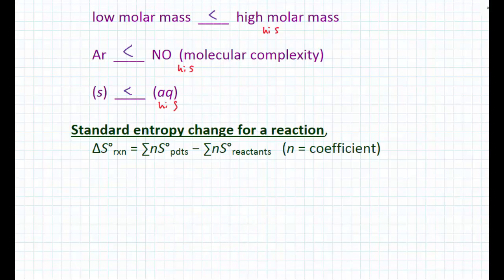All right. So if we have absolute entropy values for all the substances involved in a reaction, we can calculate the delta S overall for that reaction, very similar to how we did delta H's in first semester. Okay? So the sum times the coefficient of all the products minus the sum times their coefficient of each of the reactants. The sum of the coefficient times the entropy of all the reactants. So it's always products minus reactants.